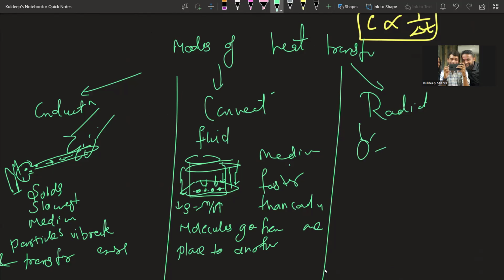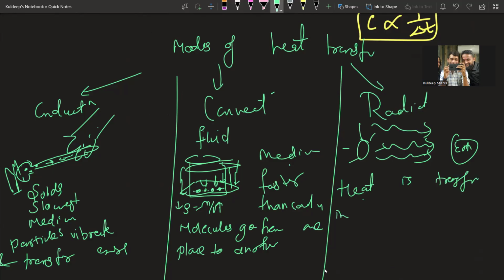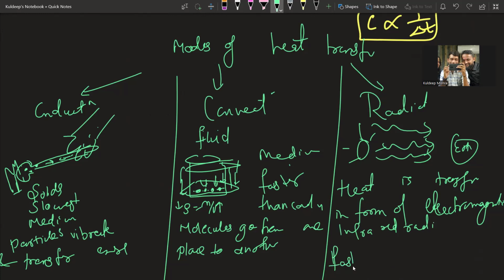Radiation. So this is sun and there is earth. There is nothing in between. There is just vacuum. Still, radiation from sun reaches the earth. So heat is transferred in form of electromagnetic infrared radiations. And it is the fastest method and it needs no medium.